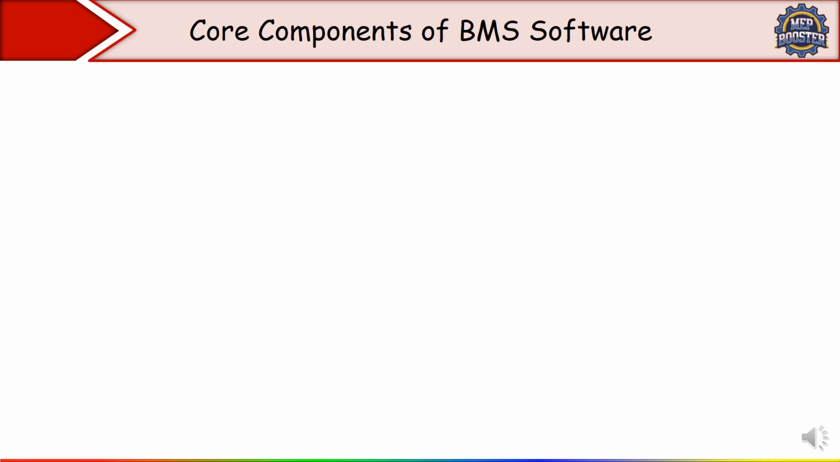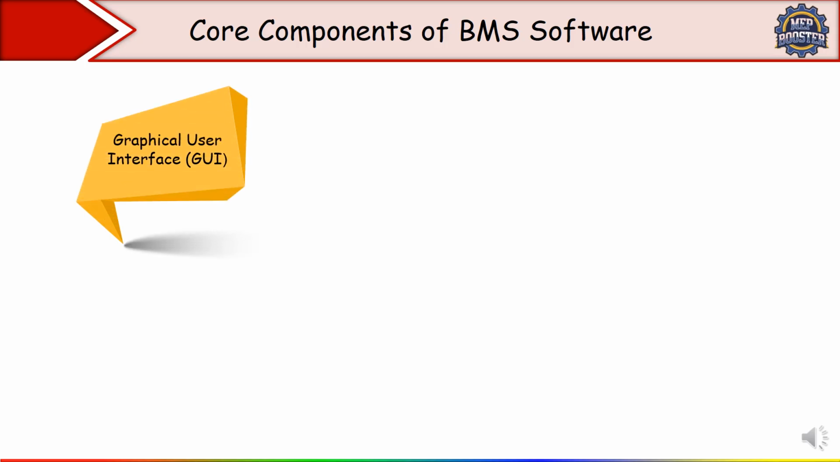Now we'll see the core components of BMS software. The first one is the graphical user interface, in short, GUI. The graphical user interface is the visual interface that shows floor plan, equipment status, alarms and trends. It allows operators to control the system with a few clicks. For example, an operator can click on an AHU icon to view live temperature, humidity, valve position and fan status.